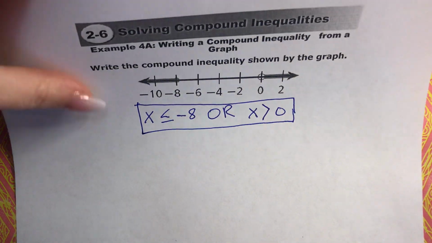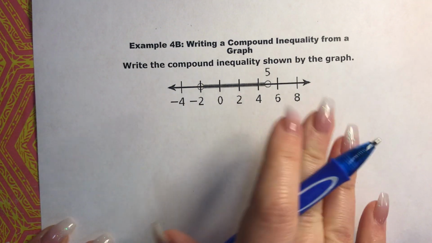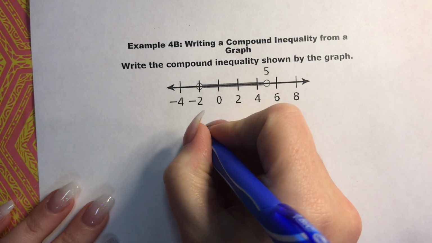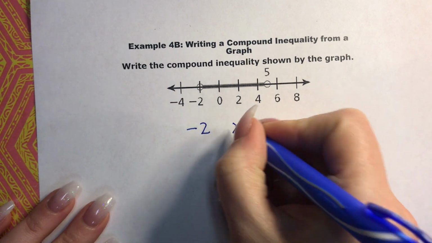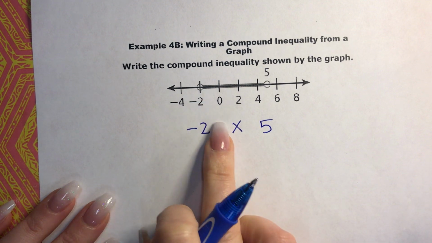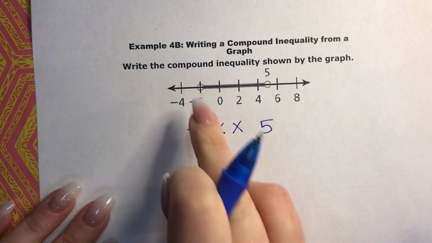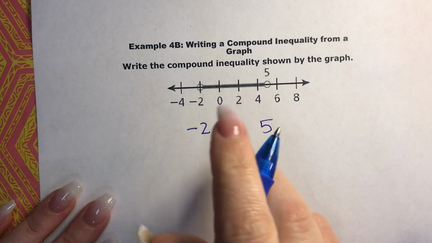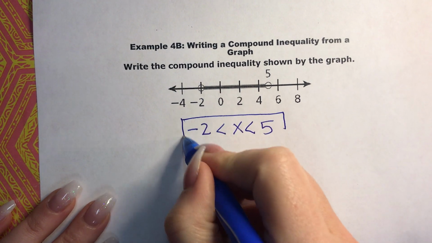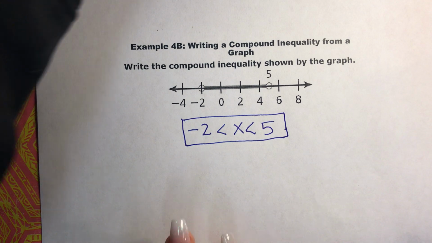Boom. All right, let's look at the next one. What is this picture? Is this an or or an and? It's an and. So with the and, you write the smaller number here, you write x, and then you write the bigger number here, which is a 5. Then you look at this. So x is bigger than -2, but it's not equal, because it's an open circle. And then x is less than 5, but it's not equal. So there you have it. That is how you write the compound inequality just by looking at the graph.